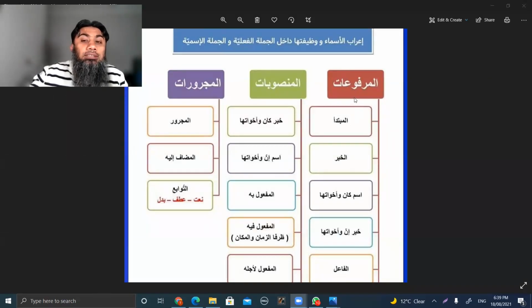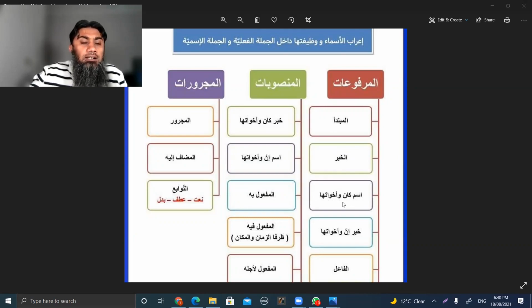So al-marfu'at means what are those situations when ism is marfu, and marfu means in the status of rafa. First of all, al-mubtada. We have discussed this, that when ism performs the function, wazifa, of mubtada, it will be in rafa status. Al-khabr, when ism is performing the role of khabar or predicate, it will be in rafa status. Ismu kana wa akhawatuha.